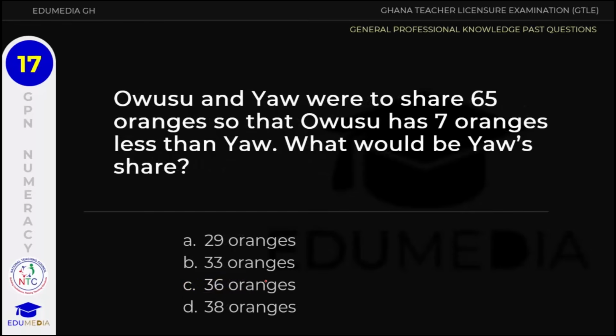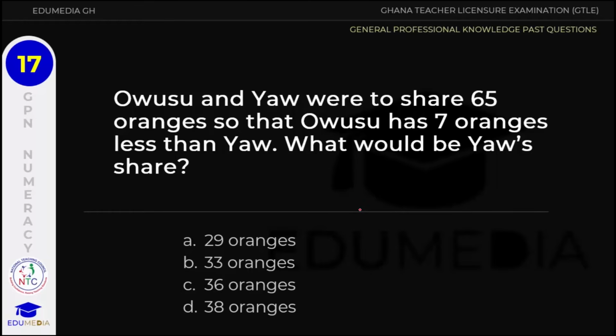Question 17. Owusu and Yao were to share 65 oranges, so that Owusu has 7 oranges less than Yao. What would be Yao's share? This is also similar to the previous one. As I said, these particular questions normally manifest in different ways. Let's look at how to solve this.